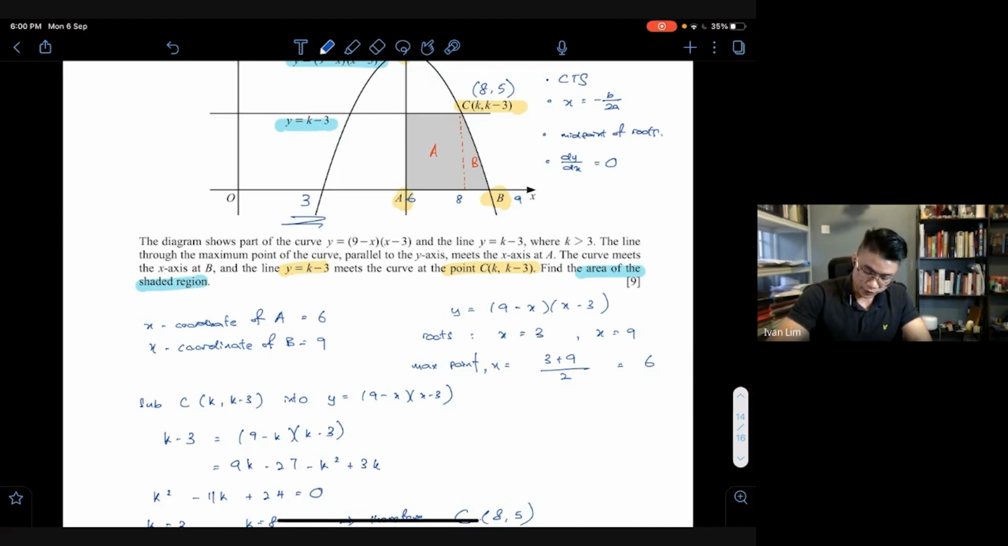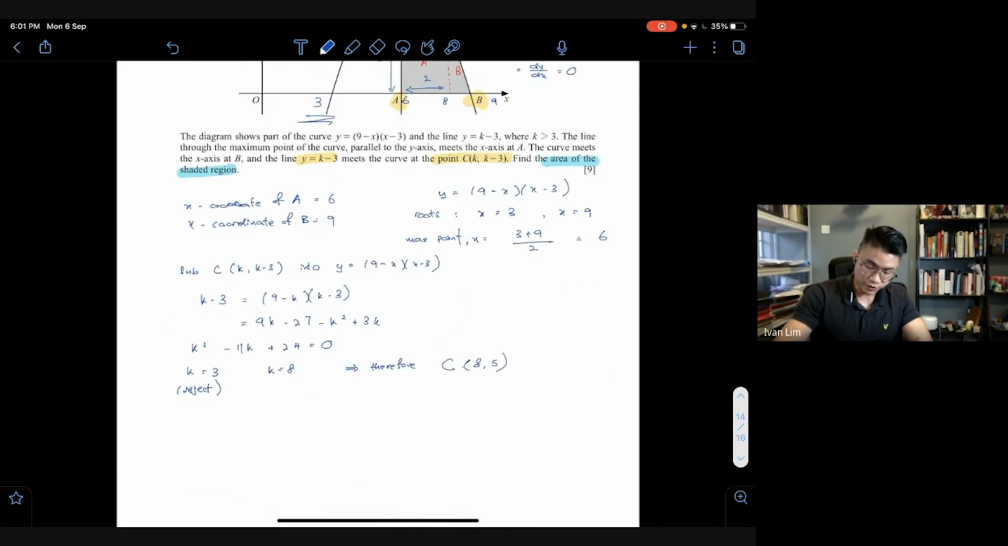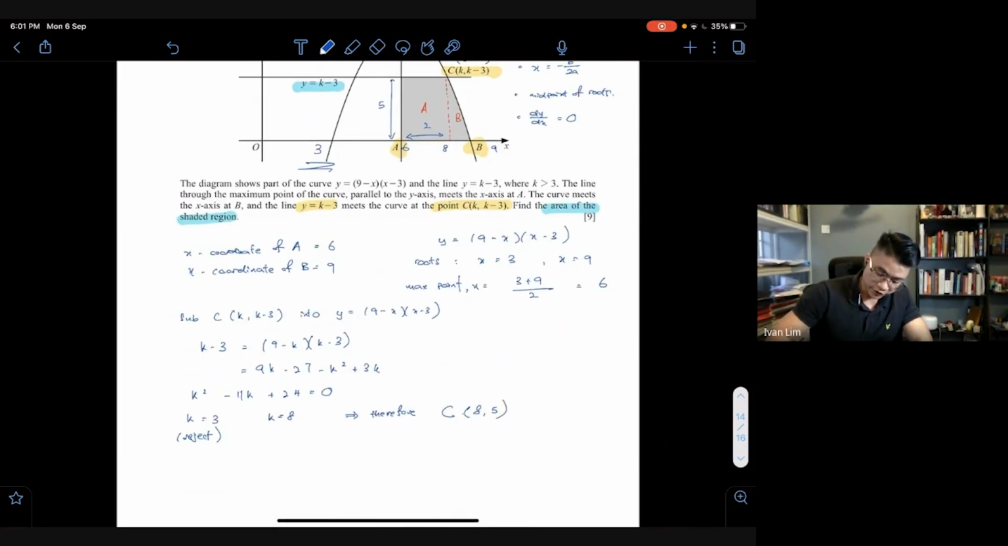I know the top and the bottom here. So top is 5. Bottom, 8 minus 6, 2. So I can find my area A and my area B already. So let's find the total area right now. Area A will be equal to 8 minus 6, which is 2, times 5, which would give me 10.